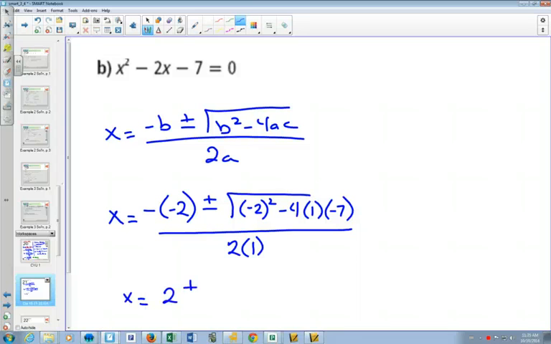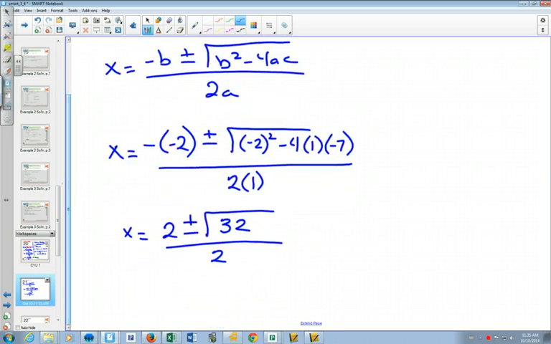So that's just going to be 2 plus or minus, this is going to be 4 plus 28, which is 32, all over 2. There will be people so tempted to cancel out those 2's. Okay, you are not allowed to, because order of operations says this whole thing is together. And unless a factor is identical on the top as on the bottom, you can't do that.